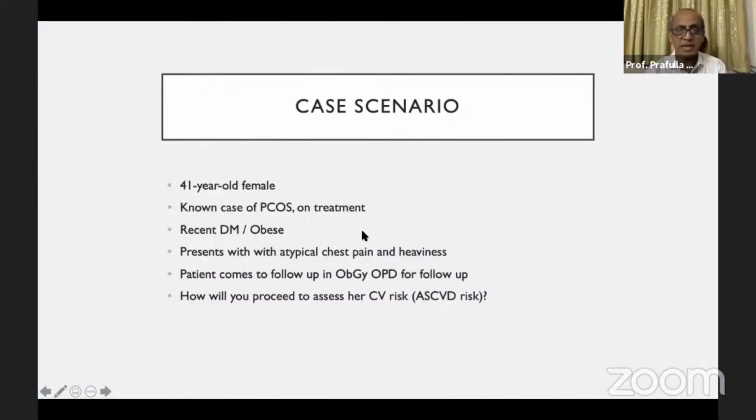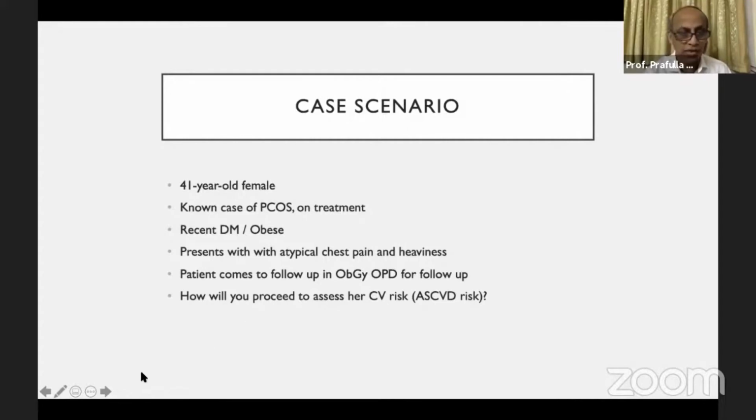And let's take a typical scenario that's coming into your OBGYN OPD for a follow-up. A 41-year-old female who's a known case of PCOS and is on treatment, has recently been diagnosed with diabetes mellitus, is obese and has typical metabolic syndrome. However, now she complains to you of atypical chest pain and heaviness. So how will you proceed to assess her cardiovascular or ASCVD risk, in other words?